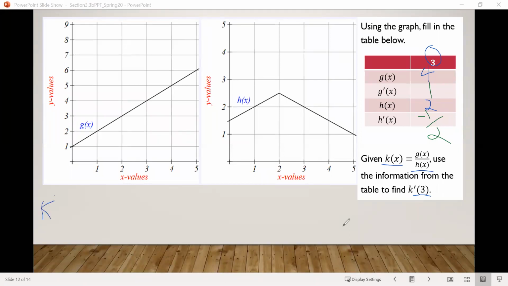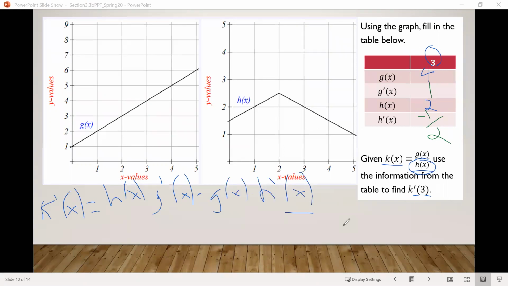And again, this will not be a specific formula, but we can use our quotient rule here to help us, right? So we can use that low d high minus high d low. So our low function is h, so we do h of x times the derivative of the top, g prime of x, minus the high, g of x, times the derivative of the bottom, h prime of x. And then we square the bottom and off we go. So we'll have h of x squared. This will be our representation of the derivative of k.